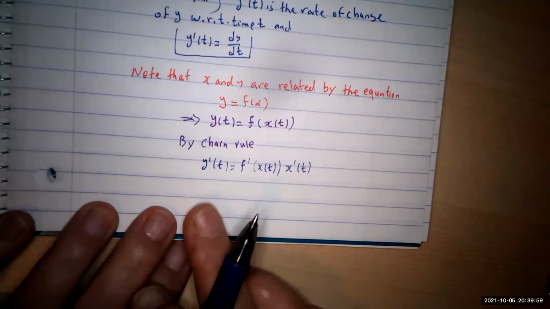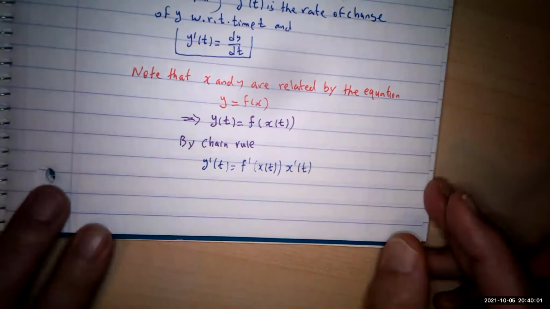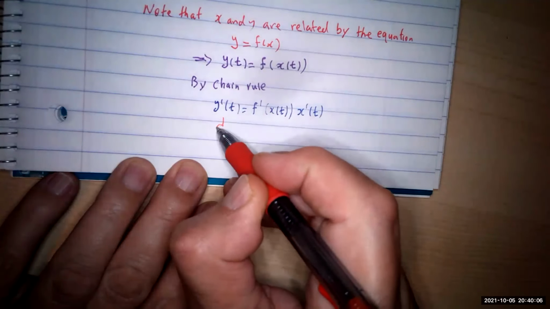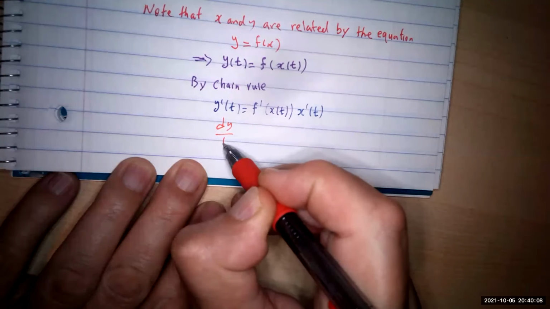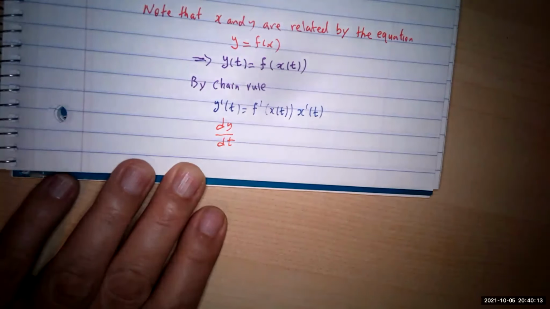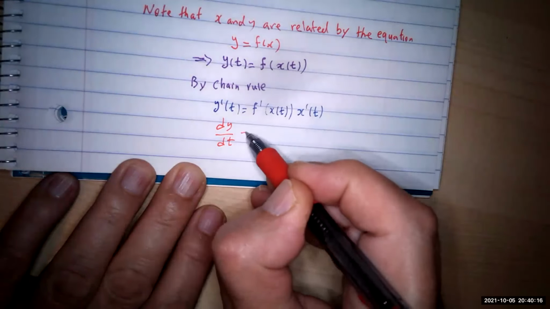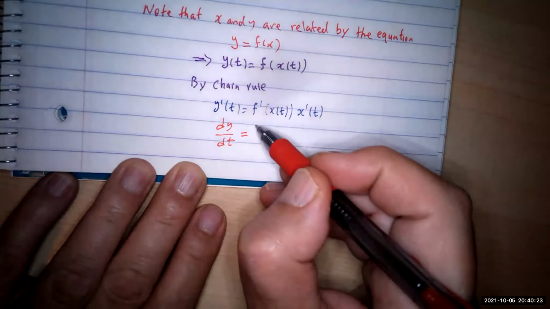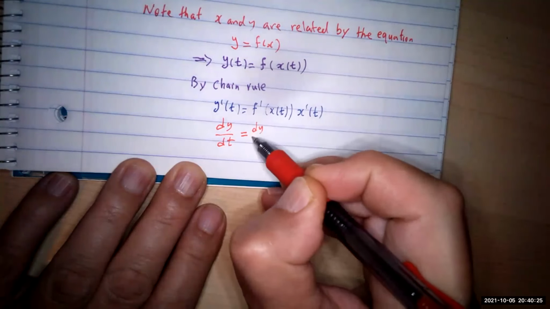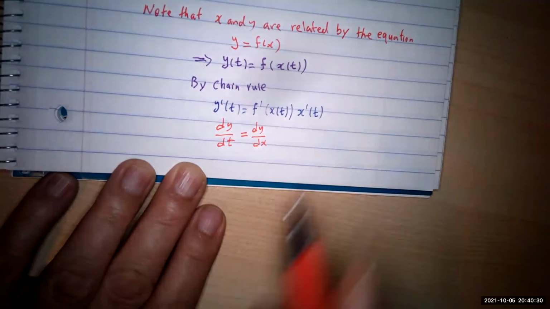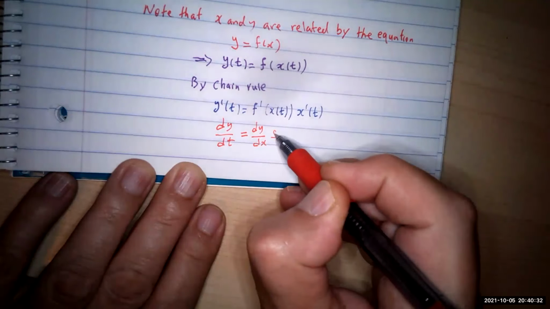But if you change it to the notion of rates, you have something interesting. This y prime of t would be dy dt. This is the rate of y with respect to the time t. This would be equal to f prime, which is y prime. Remember, this is the rate of y with respect to the rate of x, times x prime. What is this? This is dx dt.